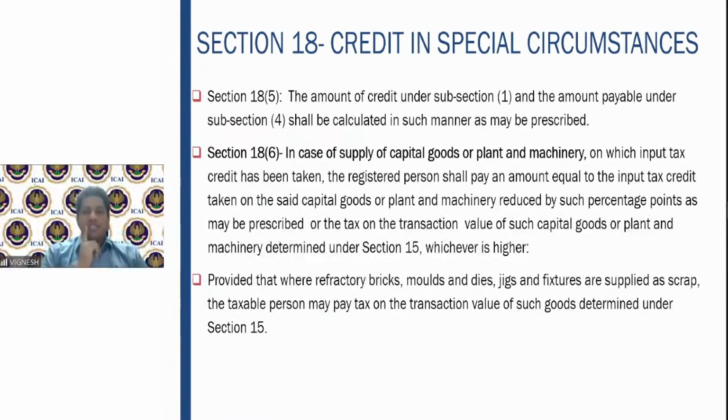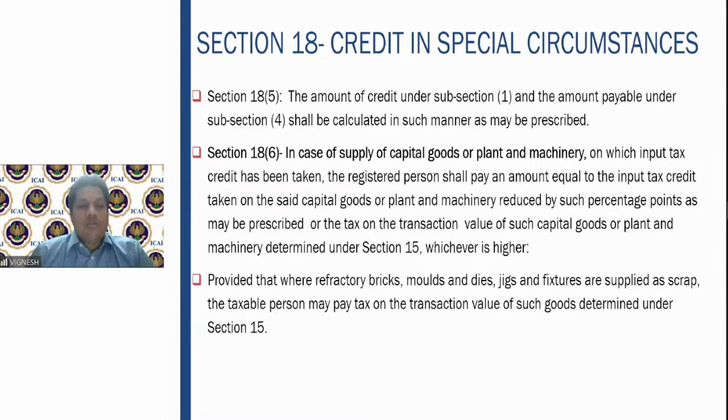Then section 18 subsection 6 speaks about the supply of capital goods or plant and machinery. What does this mean? You have purchased capital goods for the business and used them in your business for a period of time. Later you want to sell these capital goods to someone else. So what has to be done? There is a provision, 18 subsection 6, which says that in case of supply of capital goods or plant and machinery on which you have already claimed the input tax credit, the registered person shall pay an amount equal to the input tax credit taken on the said capital goods or plant and machinery.